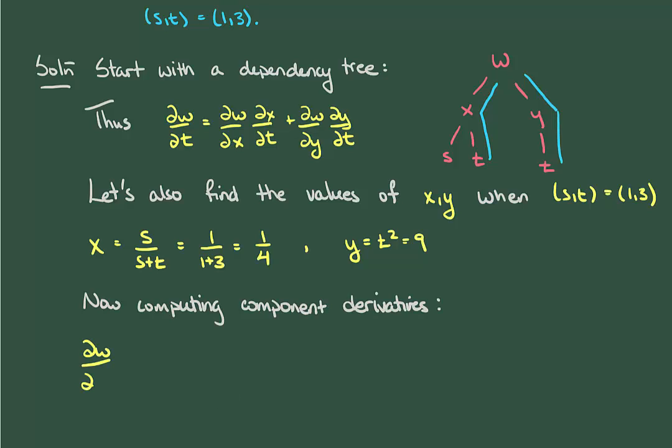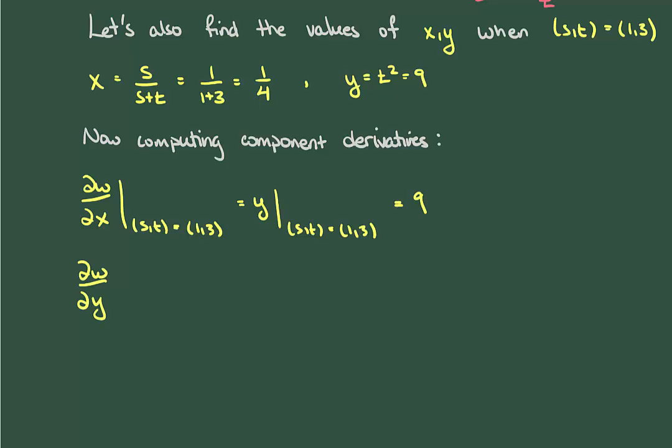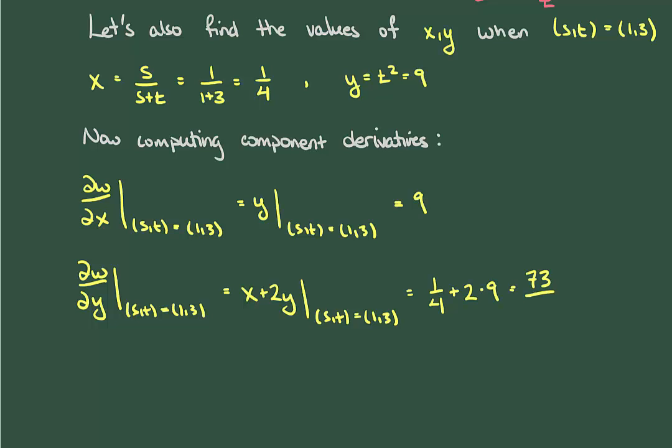Starting with dw dx, the partial derivative is just y. And instead of writing y in terms of s and t, let's just figure out its value. We computed above that y equals 9, so dw dx is 9. dw dy is x plus 2y. And again, instead of writing this in terms of s and t, we know that x is 1/4 and y is 9. So we plug this in to get our value of dw dy.